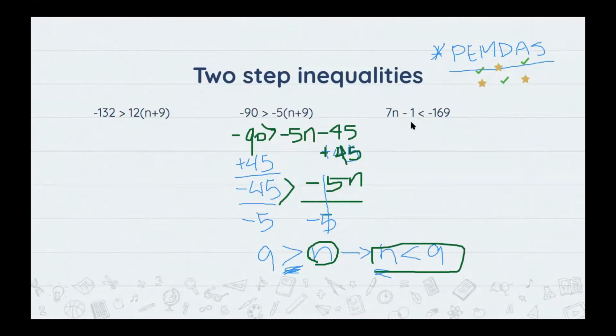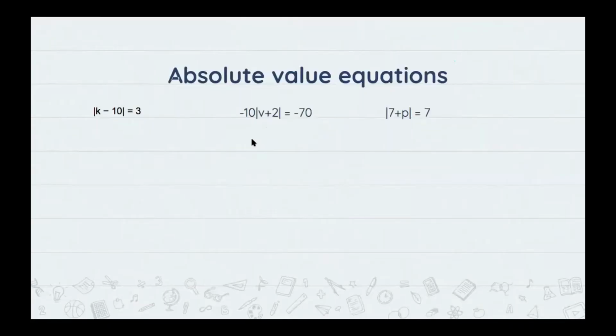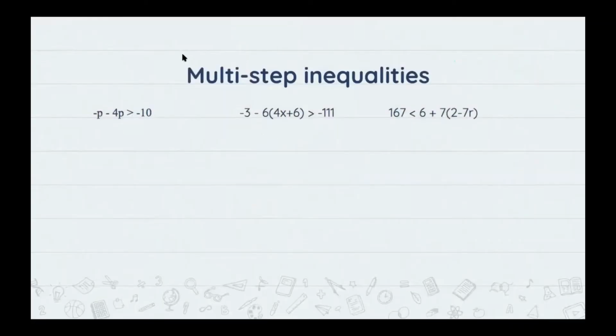I got it. n is less than negative 24. That's correct. Okay, this time, okay. Something is happening to the screen. It's going dark. Do you see the page, multi-step inequality? Oh yeah, I do.